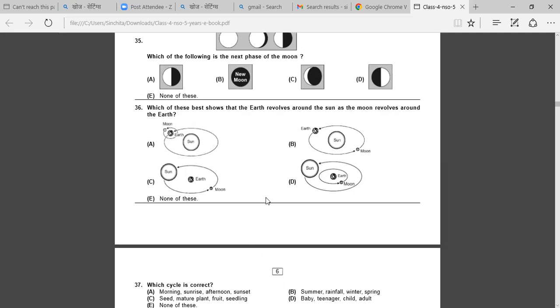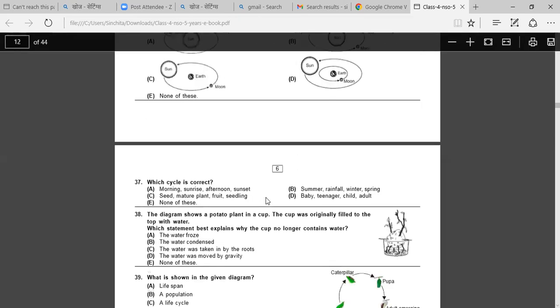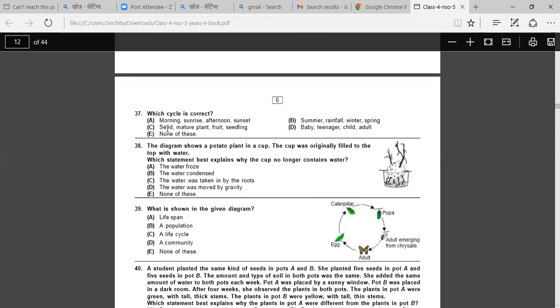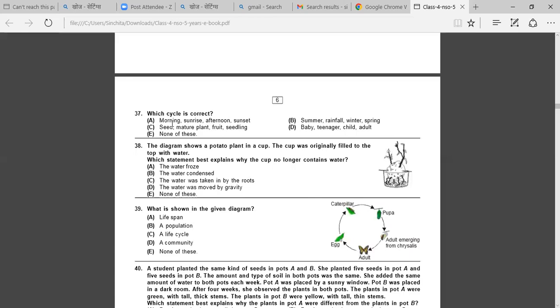Number 37. Which cycle is correct? After morning, sunrise does not happen, because first we see sunrise, then morning comes, then there is an afternoon, then the sun sets and we get the evening. Okay, number C.